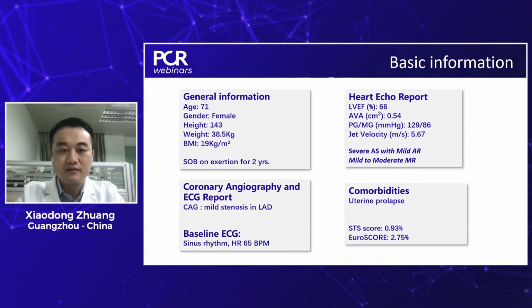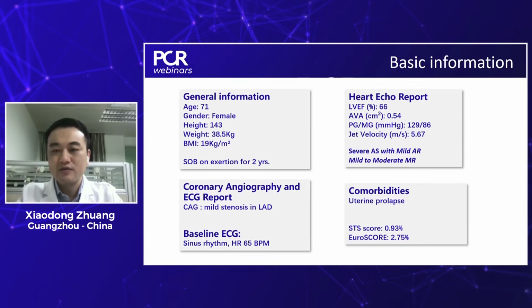This is a 17-year-old female with very low body weight. The BMI is 19, and she was admitted to the hospital because of shortness of breath on exertion for 2 years. The echo shows a preserved ejection fraction, and the AVA is 0.54 square centimeters. The peak gradient is 129 millimeters of mercury, the mean gradient is 18.6 millimeters of mercury, and the jet velocity reaches 5.6 meters per second.